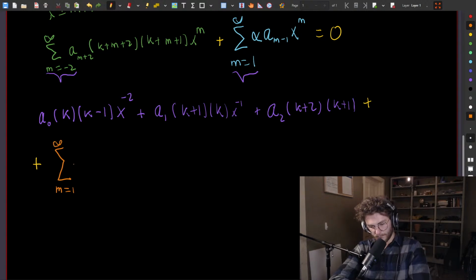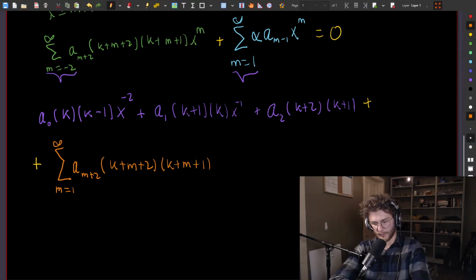Infinity. A sub m plus 2. Nope, that's a subscript. M plus 2. K plus m plus 2. K plus m plus 1. X to the m. Not x to the m. We don't have to add that right now. Not yet. Wait. Plus alpha. Alpha. A. That's so hard to distinguish.